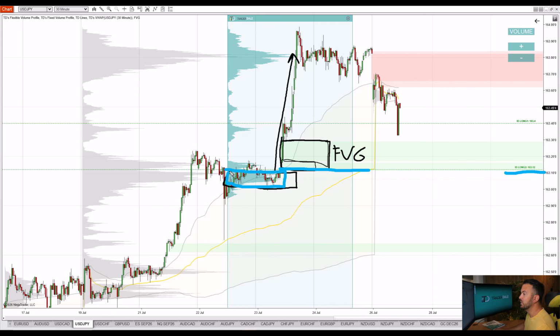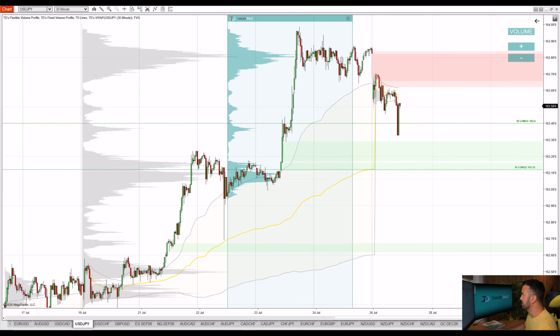See, so we have a nice confluence there, and now I'm just waiting for a pullback like we saw in here. Then I want to see the price move further downwards, hit this level, and at the first touch I'm going to go long. All right, so that's the plan on the US dollar Japanese yen. But first, hopefully I'll be able to take the profit here from that first long. So that's it for the US dollar Japanese yen.